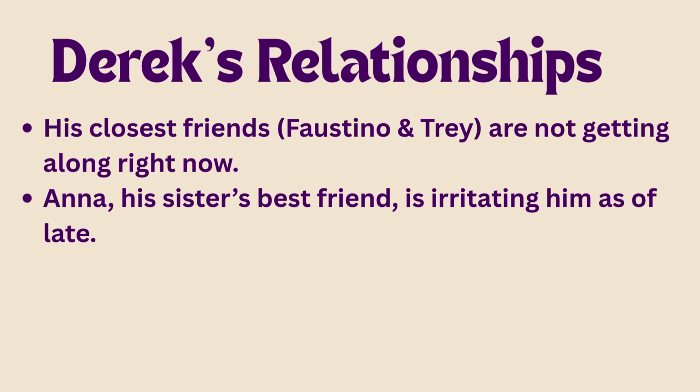All right, Derek's relationships. His closest friends, Faustino and Trey, are not getting along. And then Anna, his sister's best friend, is irritating him as of late. If you guys remember, Anna is trying to get Derek to like him by helping him out. Derek does not like how she helps him. He doesn't like it at all. He finds it overbearing and a little annoying. So, the sample scenario, I am going to talk about the relationship with Anna.